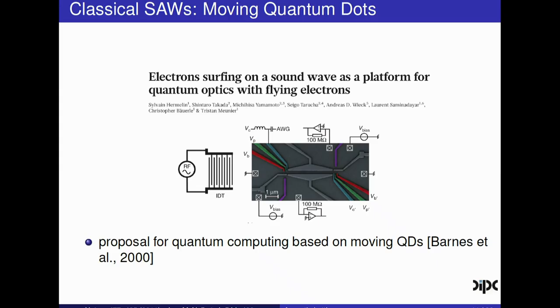Also, this is from the Grenoble group. Similar types of experiments are also done in Oxford, where again an IDT creates the surface acoustic wave, and it then travels through this channel. In this case, the interesting thing is that it can pick up electrons and carry them through this channel and actually carry them back and forth many, many tens of micrometers without losing them.